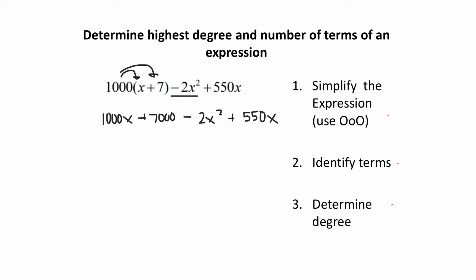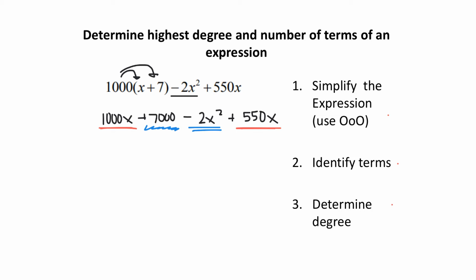Start looking at what my like terms are. I have a variable of x and a variable of x. Again, notice that this x squared is different because it has an exponent of 2. I'm not going to do anything with those. And then I have 7,000, which is just a plain number. And so I'm going to go ahead and write those.